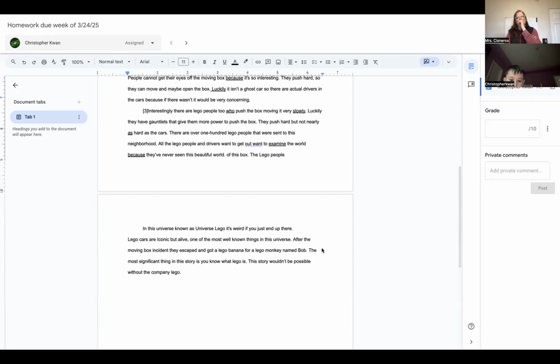world of this box. The Lego people in this universe, known as Universe Lego, it's weird if you just end up there. Lego cars are iconic but alive, one of the most well-known things in this universe. After the moving box incident, they escaped and got a Lego banana for a Lego monkey named Bob. Oh, Bob, yay. The most significant thing in the story is you know what Lego is. The story wouldn't be possible without the company Lego.